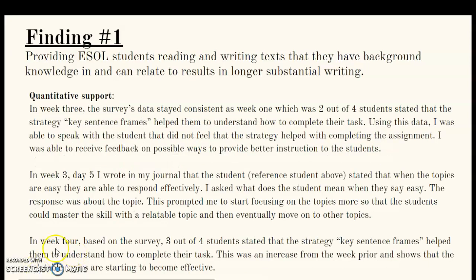The quantitative support that I have for finding number 1 is that the survey in week 3, the data stayed consistent with week 1, with only 2 out of 4 students stating that the strategy key sentence frames helped them to understand how to complete their task. Using this data, I was able to speak with one of the students that felt that the strategy didn't help with completing the assignment, and I was able to receive feedback on possible ways to provide better instruction to the students.